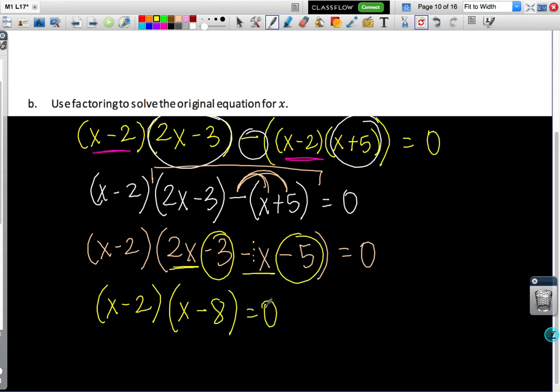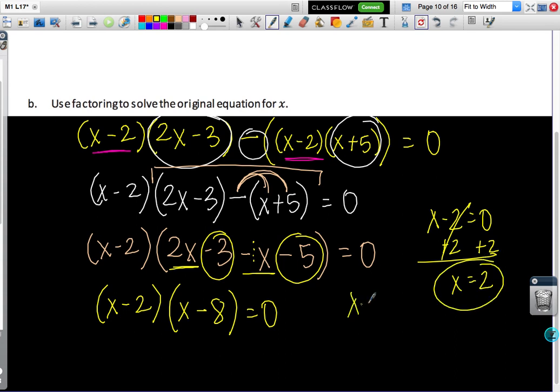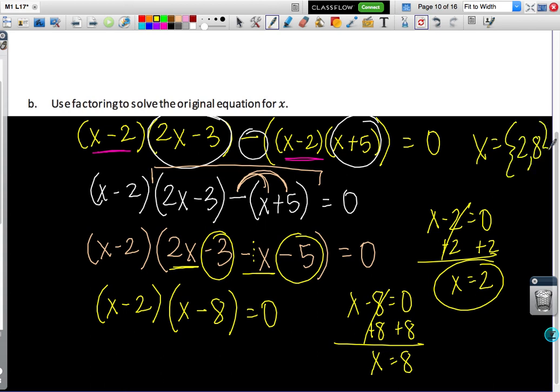And now you have factored form here. So now set both of your factors equal to 0 and solve. That would be add 2. So you would get x = 2. And x - 8, you would add 8, and x = 8. So your solutions are 2 and 8. So again, on example 3, I would only be concerned with part B.